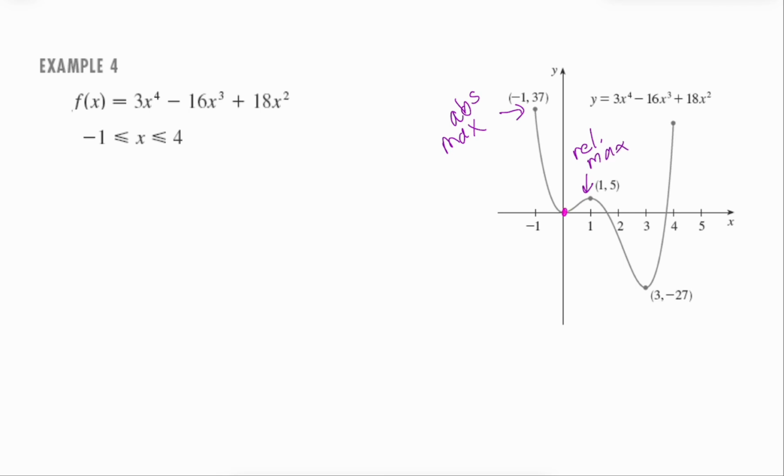This is a minimum of the graph, but it's not anything super special. So that is a relative minimum. This one, yes, you could categorize it as a relative minimum, but it is the lowest for the entire graph. So we're going to call this one an absolute minimum.